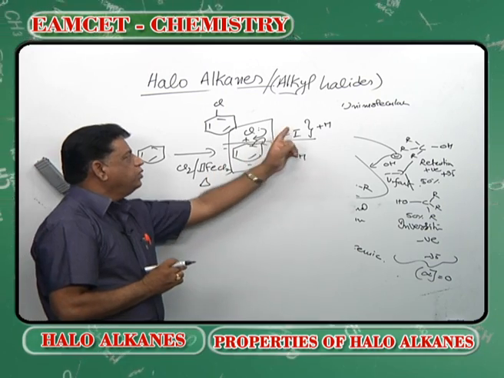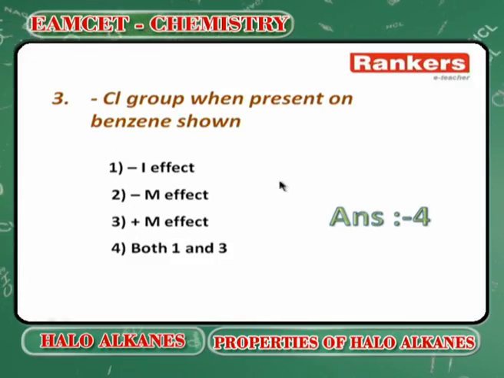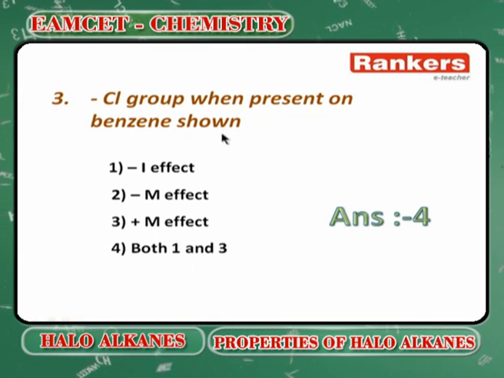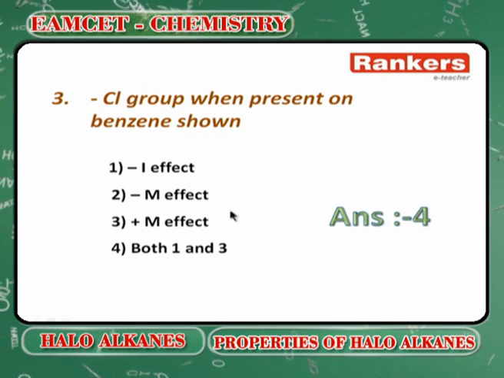However, it goes to the electrophile, to the ortho para. Based on that, the questions are there. Chloro group when present on benzene shows minus I effect and plus M. So, therefore, 1 and 3 are the right answer, that is answer 4.